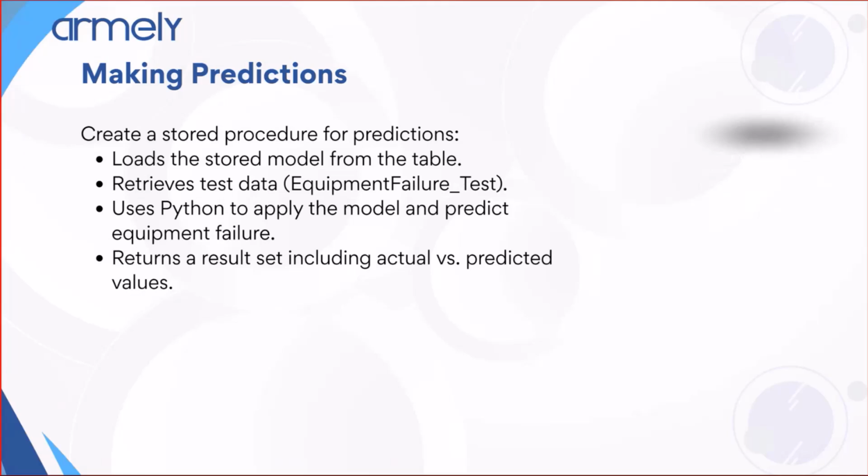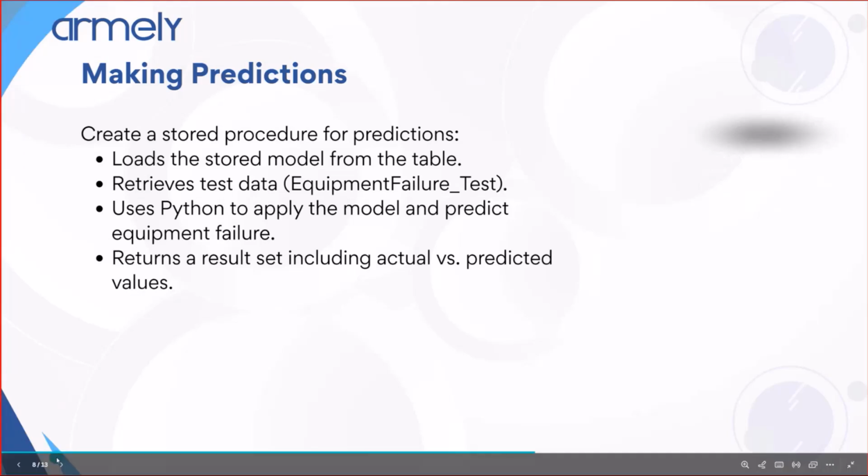Because, for example, you saw we stored the data after splitting it into train and test, each in a different table. So how we do the prediction: we load the stored model from the database, retrieve the test data from the actual table, and then use Python to apply the model and predict equipment failure. And then the result is a comparison between actual versus predicted values.